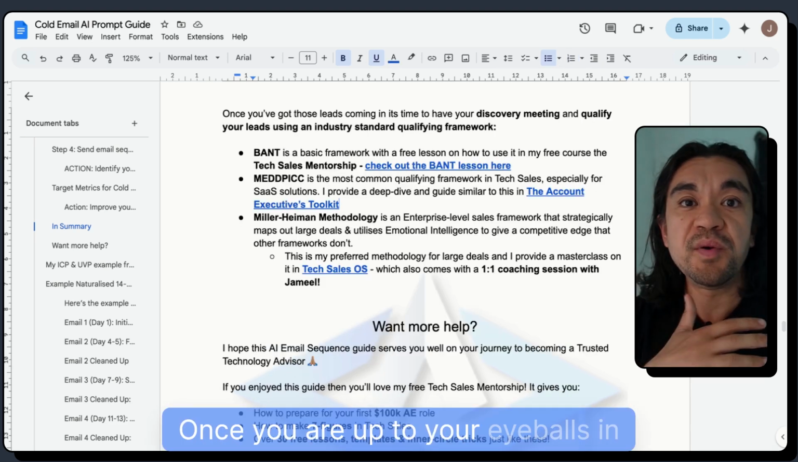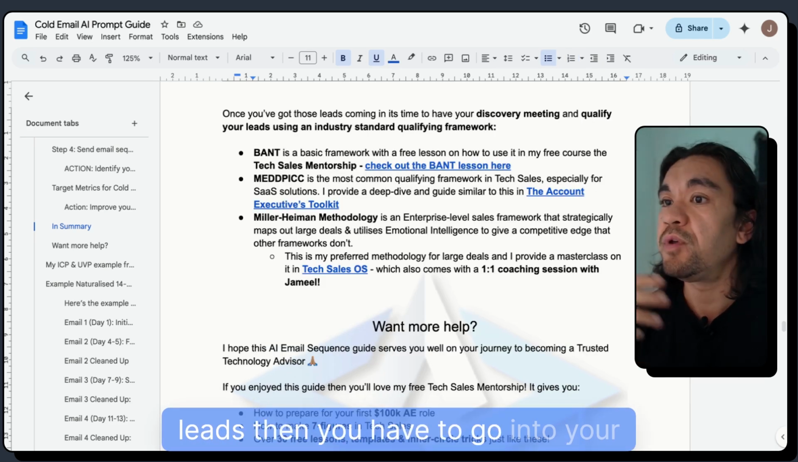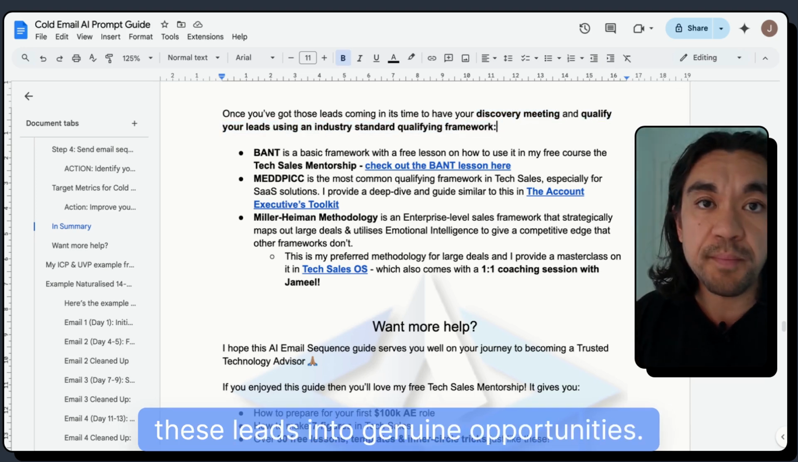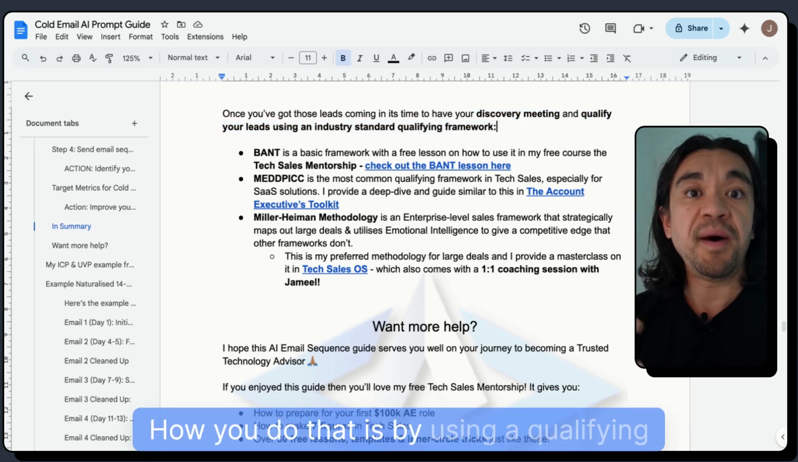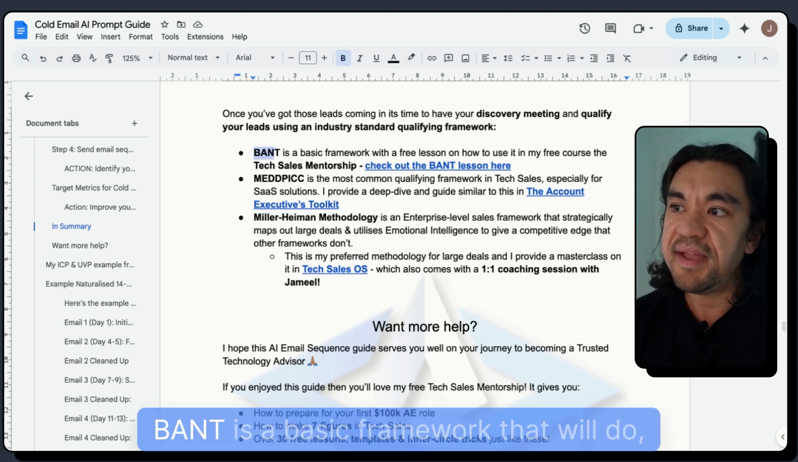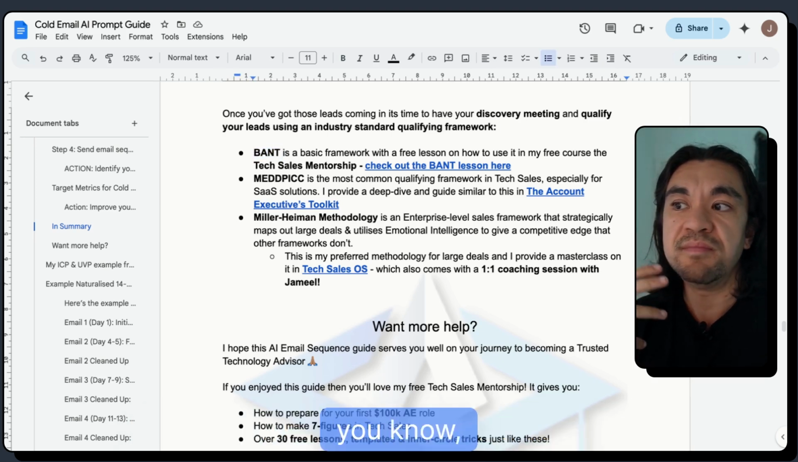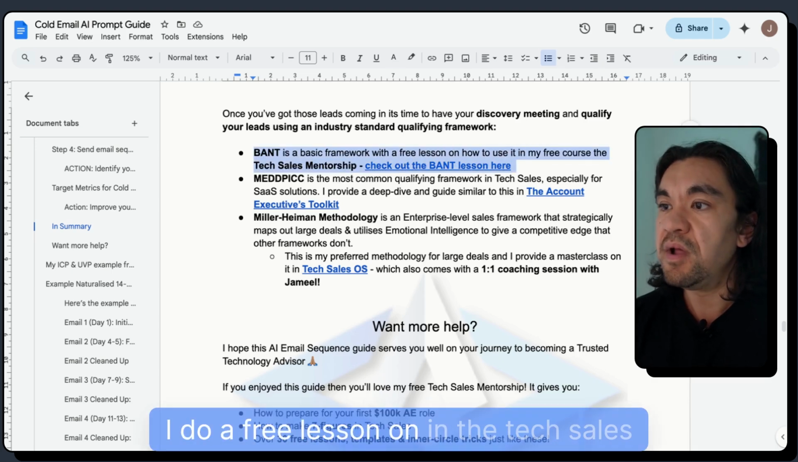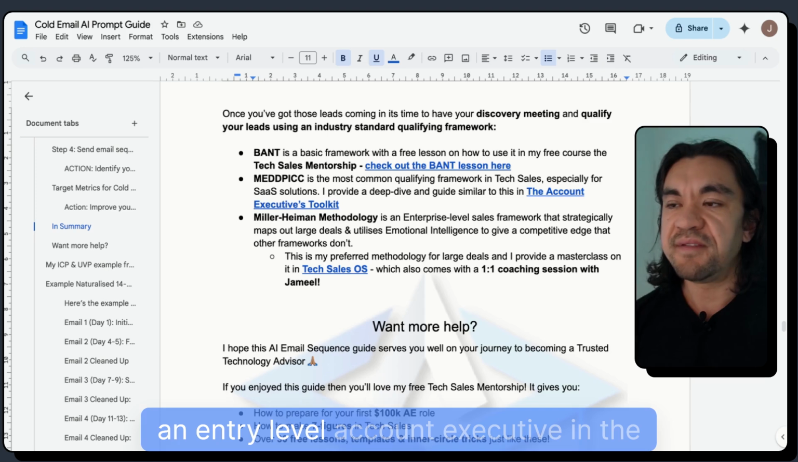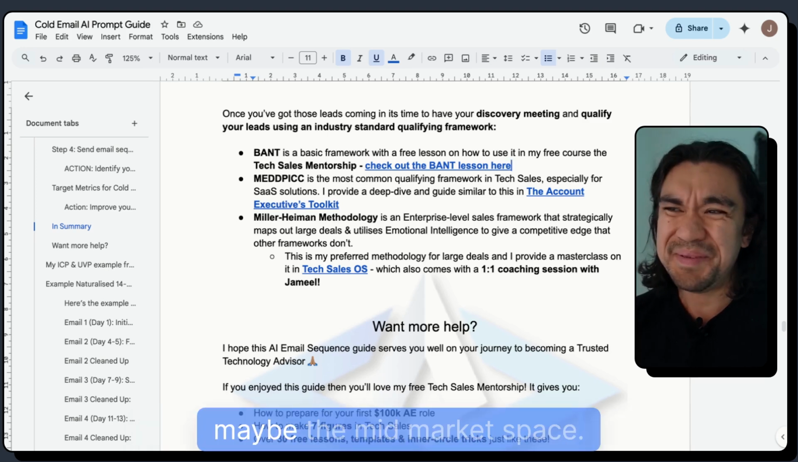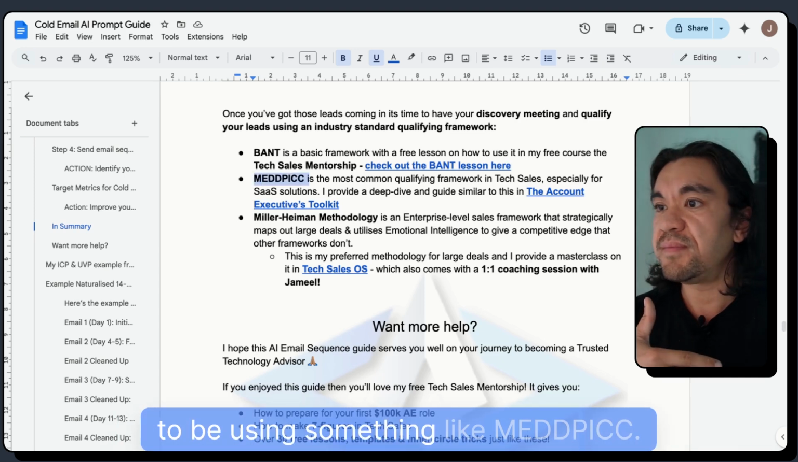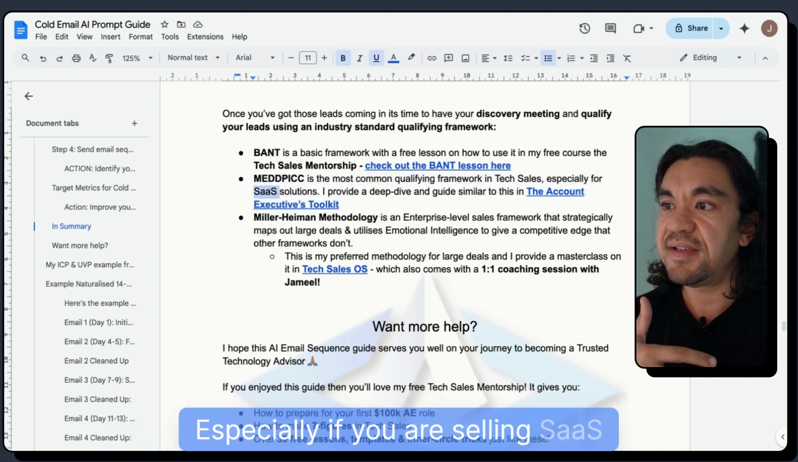Once you are up to your eyeballs in leads, then you have to go into your discovery meetings and start qualifying these leads into genuine opportunities. How you do that is by using a qualifying framework. There are some industry standards. BANT is a basic framework that will get you by. I do a free lesson in the Tech Sales Mentorship. That is great if you are an entry-level account executive in the SMB, maybe the mid-market space. Ideally, from mid-market onwards, you want to be using something like MEDDPICC, especially if you are selling SaaS solutions.